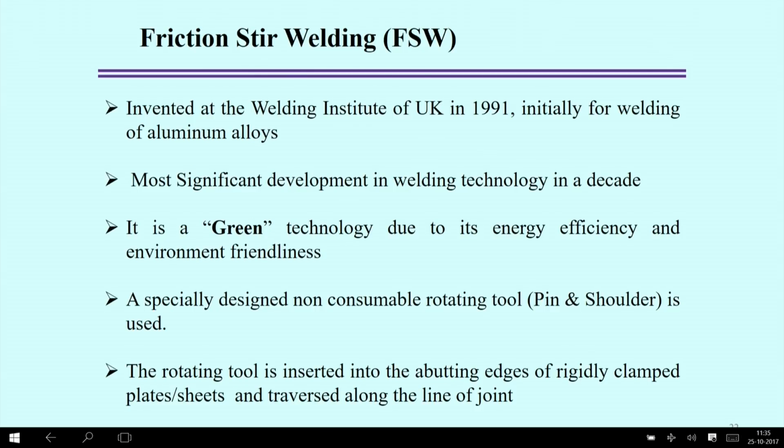Specifically, the development of this welding process started with the application of relatively soft materials like aluminum or aluminum alloy, but nowadays this welding process can also be used in welding of very high melting point and very hard materials. So, let us look into the basic understanding of this friction stir welding process.